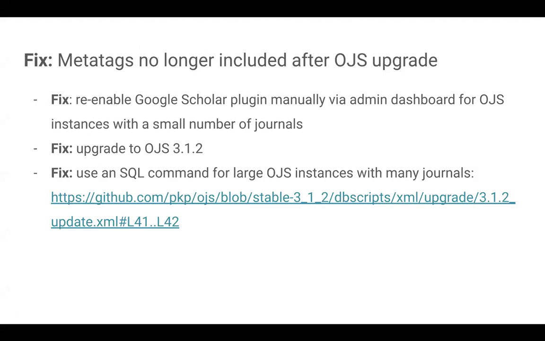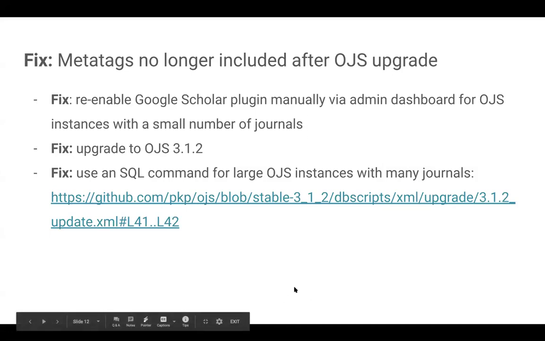Otherwise, if you have so many journals on your OJS site, then making a change for each individual journal will take too much time. And I know there are some attendees here who have dozens or even more of journals. You can use an SQL command to adjust the database all at once. Finally, you can upgrade to a new version of OJS. So 3.1.2 and newer has the fix for this bug already built in.